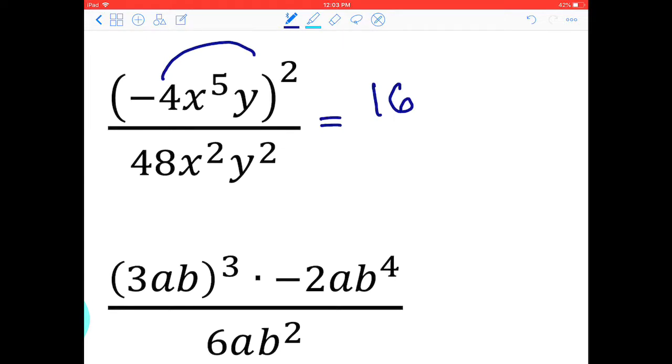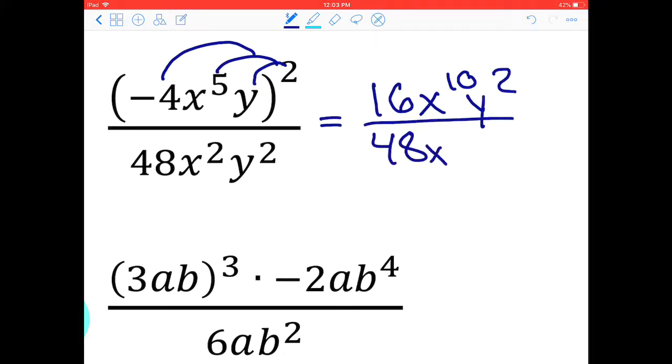All right, careful. For x, 5 times 2 is 10. And then for y, 1 times 2 is 2, divided by 48 x squared y squared. All right.